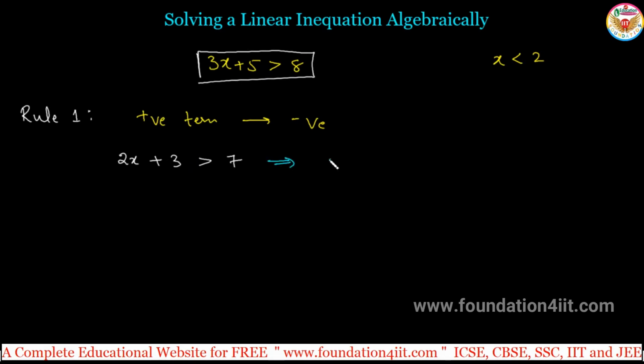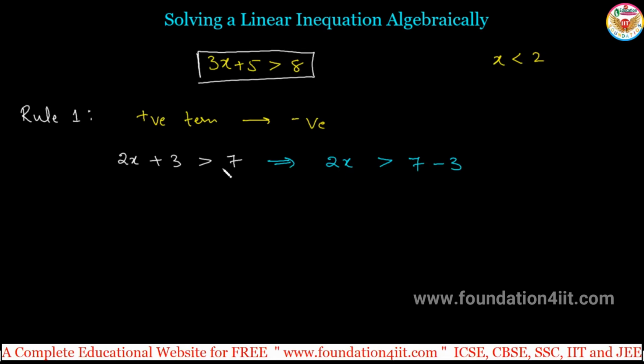Now this is 2x, same sign. 7 plus 3 is minus 3. So a positive term becomes a negative term when transferring a positive term from one side to the other side.